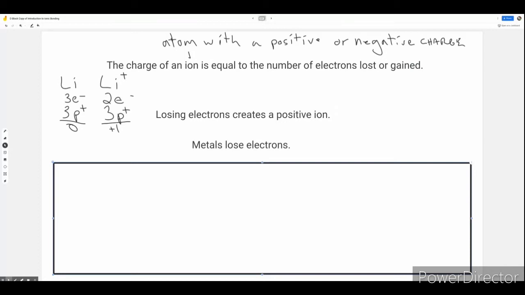Figuring out the actual number of the charge takes a little more work, but just knowing that the metals are the positive ones, they're on the left-hand side of the periodic table, that will get you a good part of the way there.